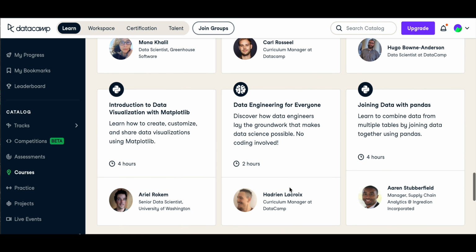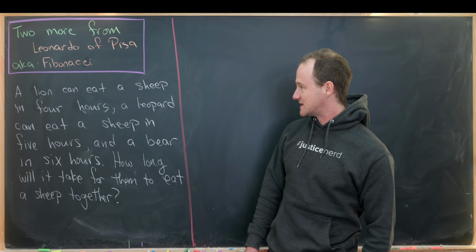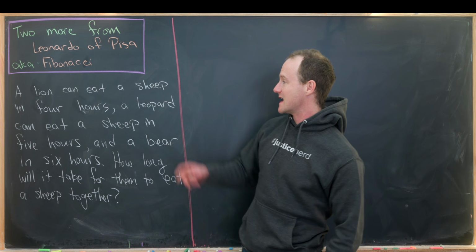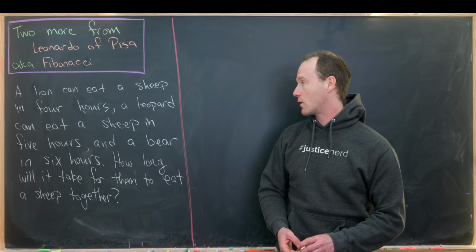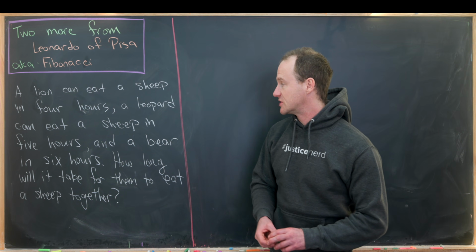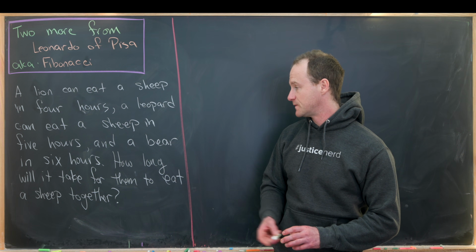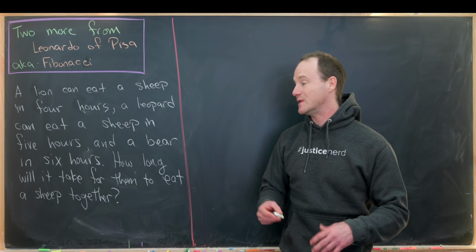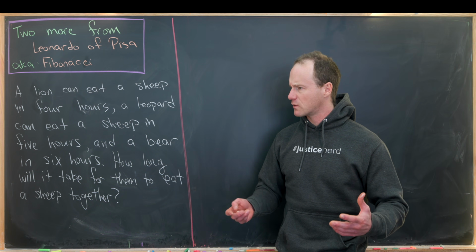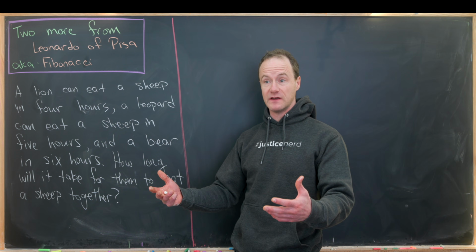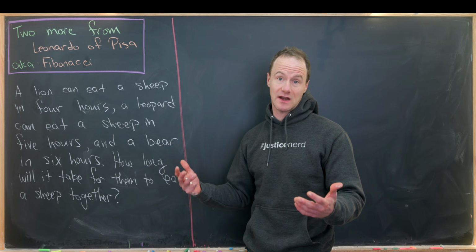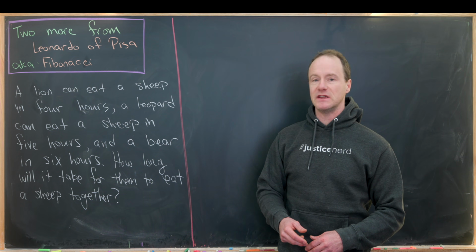Okay, let's jump into this first problem. So what does it say? It says that a lion can eat a sheep in 4 hours, a leopard can eat a sheep in 5 hours, and a bear can eat a sheep in 6 hours. How long will it take them to eat the sheep together? So in other words, if you give all three of these animals a sheep and they share nicely, how long will it take them to eat the sheep?